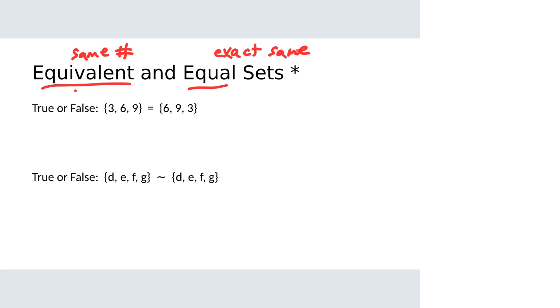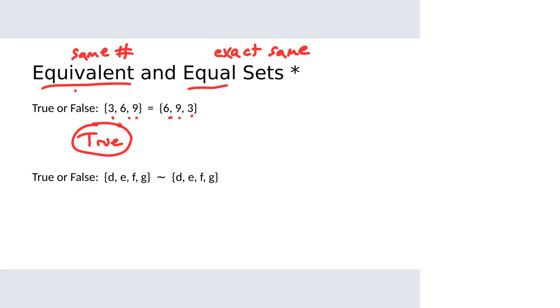True or false? The first one says 369 is equal to 693. Well, the order doesn't matter. You can change the order around. It's still the same elements that are inside those two sets. So sure enough, they both contain 3, 6, 9. So those two sets are equal. This would be true.